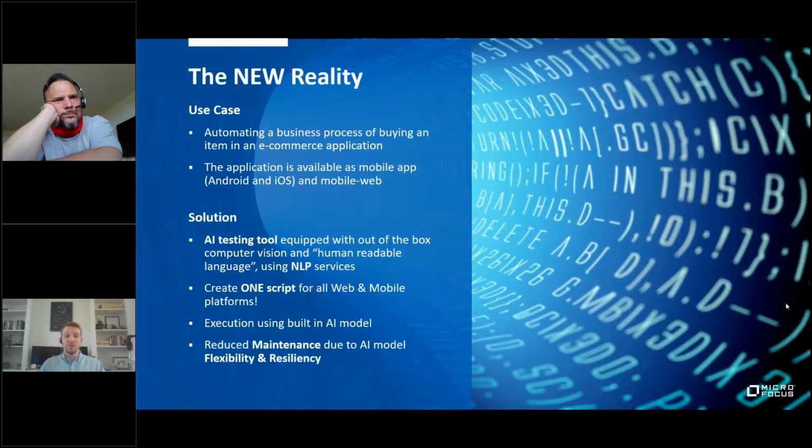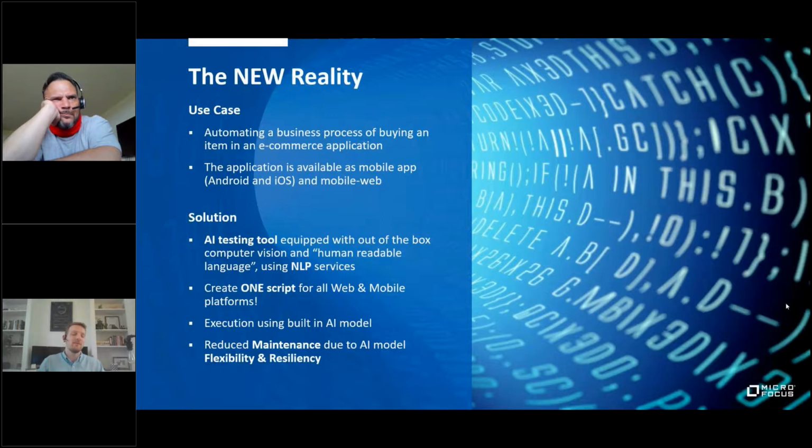We were able to create one script for all three of those platforms, mobile web, Android native, and iOS native. And then we were able to execute that using that built-in AI model within the Codeless solution. And obviously, we're reducing that maintenance because of that AI model, and we're making it more flexible and resilient as well. So really in three ways, in that we're only creating one script. The maintenance is going to be significantly lower because even when changes occur to the object properties of the app, we don't care because we're reading those from a human readable standpoint. And then the flexibility as well.